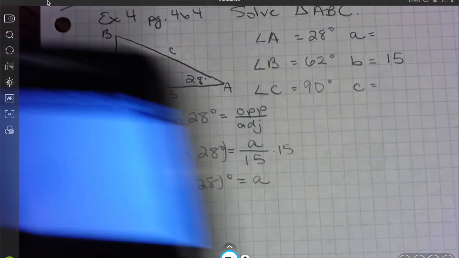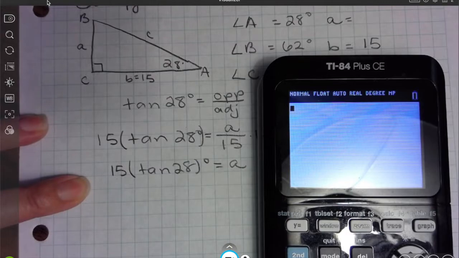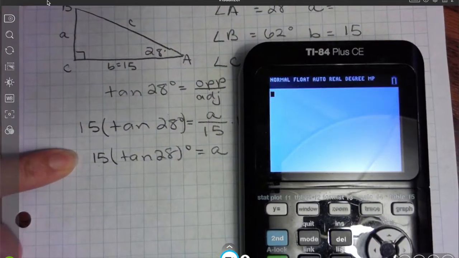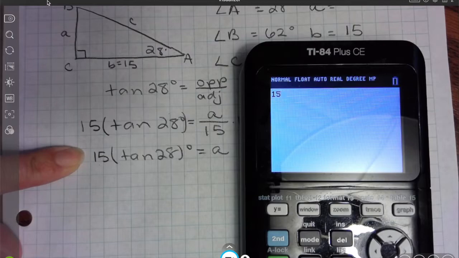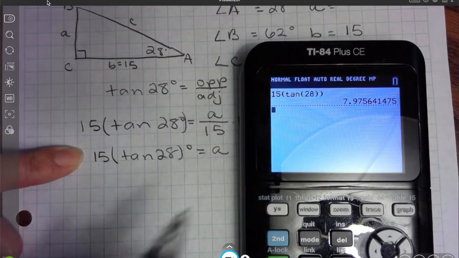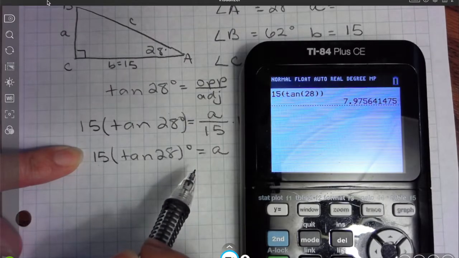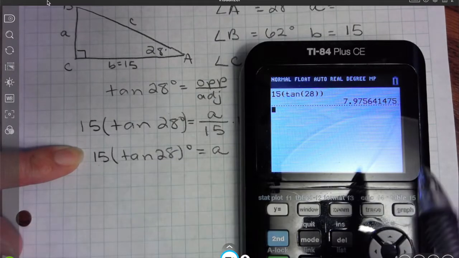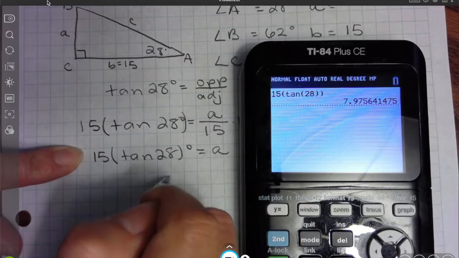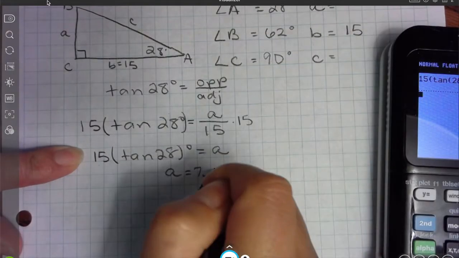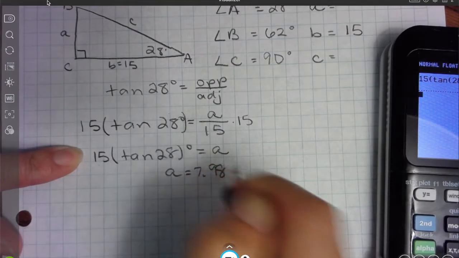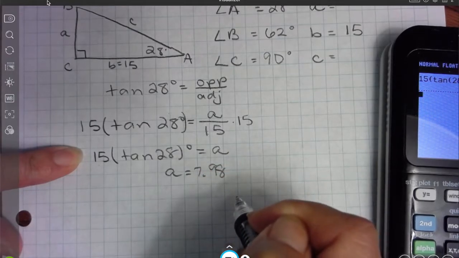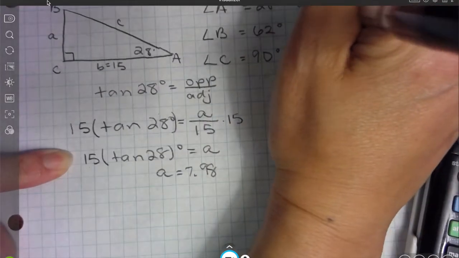So let's pick up a calculator. Make sure it's in the right format. We're going to do this one. 15, okay, times, or parentheses, tan 28. Close parentheses. You want to close parentheses twice. Press enter. Answer is 7.98. We're going to want to round that. So a is 7.98. Perfect. Okay, so now we have that. We're going to write it up here, 7.98 units.